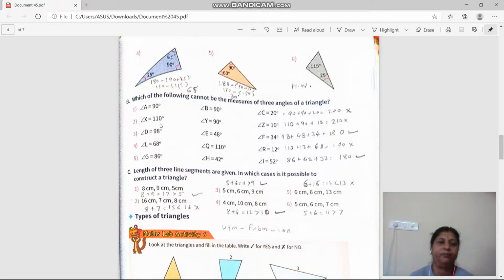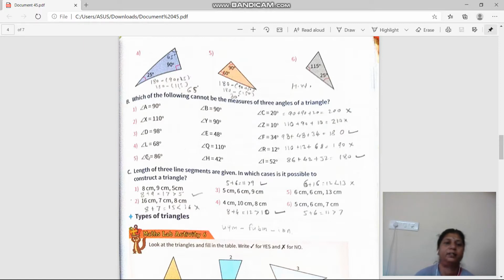Next, 110 plus 90 plus 10. So 110 plus 90, we get 200. So 200 plus 10, we get 210. Is it the addition of a triangle? No. So it is wrong. Then next, 98 plus 48 plus 34. So 98 plus 48: 8 plus 8, 16, carry 1. 9 plus 1, 10. 10 plus 4, 146. So 146 plus 34, we get 180. So yes, the addition of the angles of a triangle is 180.